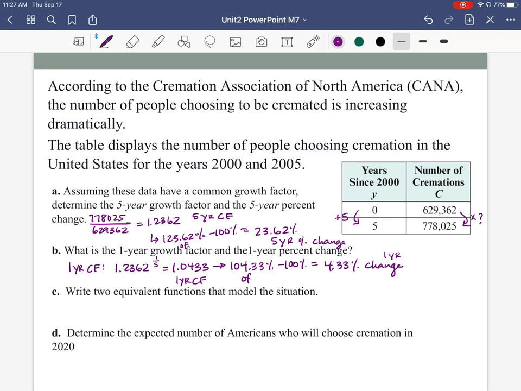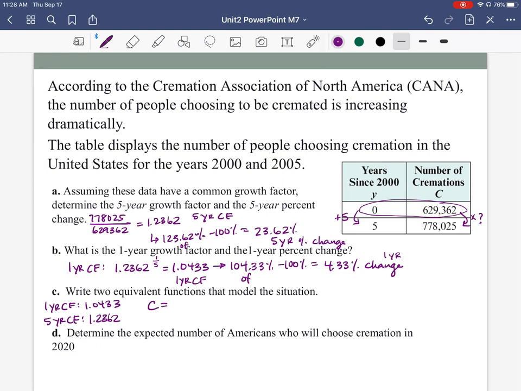All right, part C, it says write 2 equivalent functions that model the situation. So really we have a lot of options. We have our 1-year change factor that we could use, which is the 1.0433. We have our 5-year change factor that we could use, which is the 1.2362. And then we also have 2 different reference points. So let's start writing out some of our options. If we start off by using my reference point of (0, 629,362) and my 1-year change factor, that's going to be the most simple formula to write.